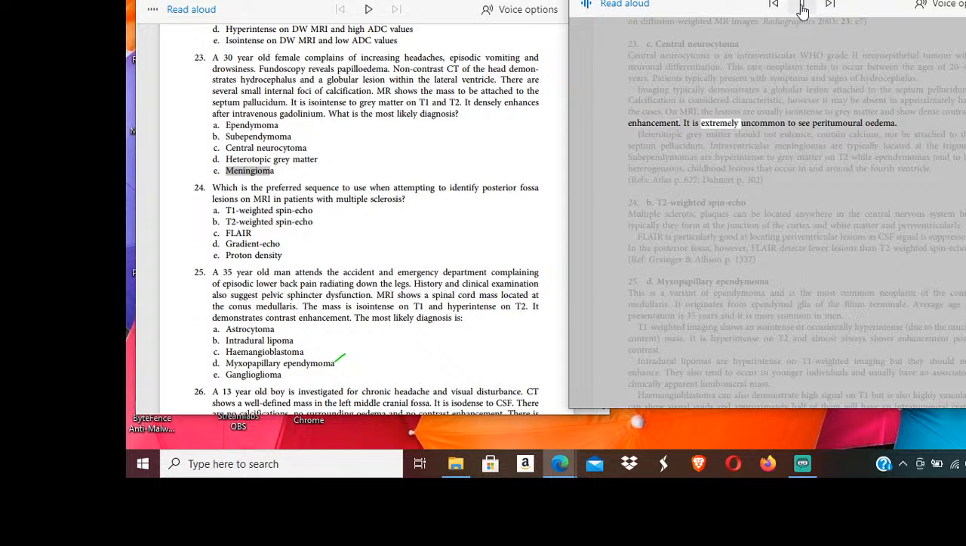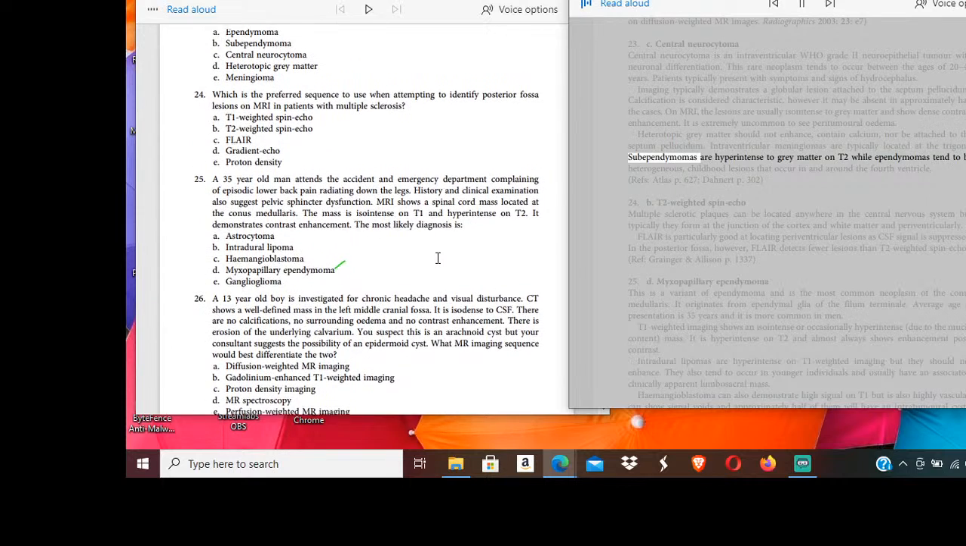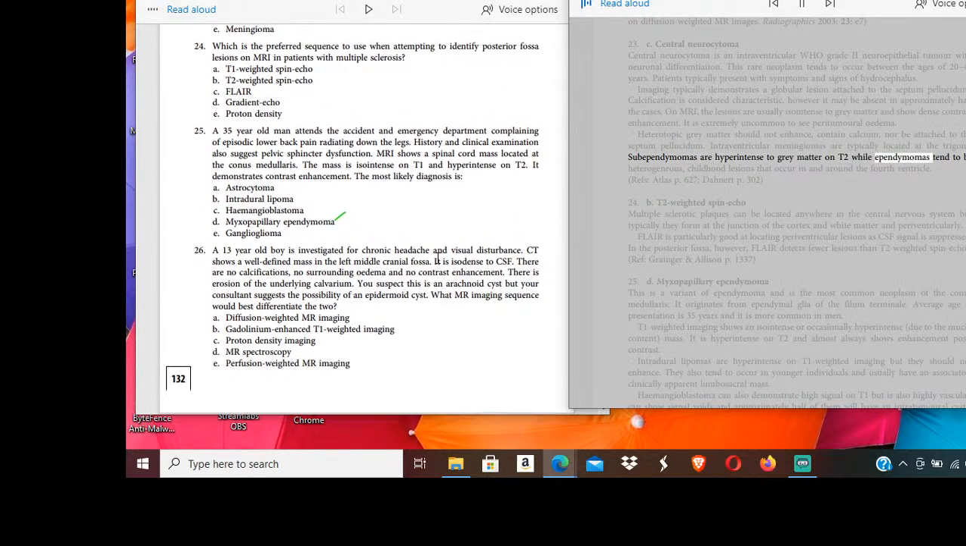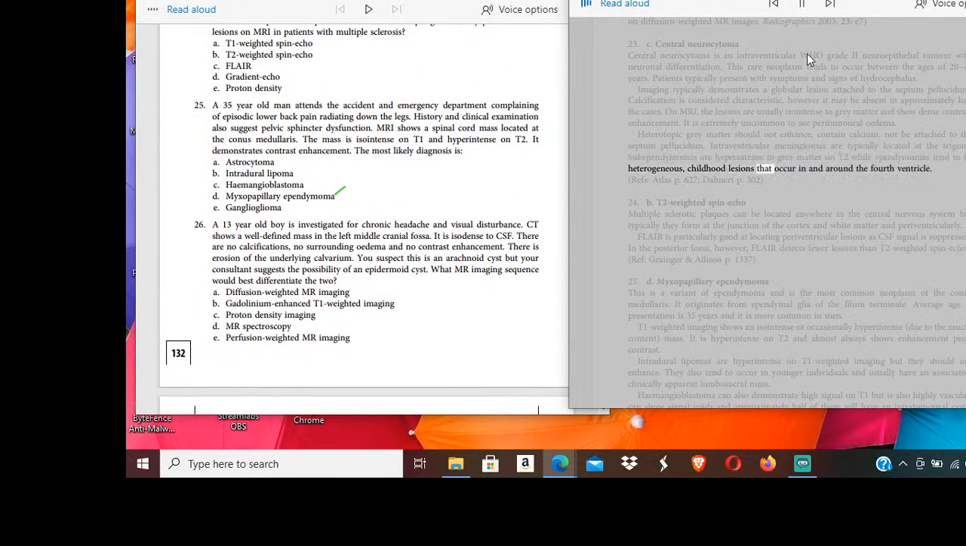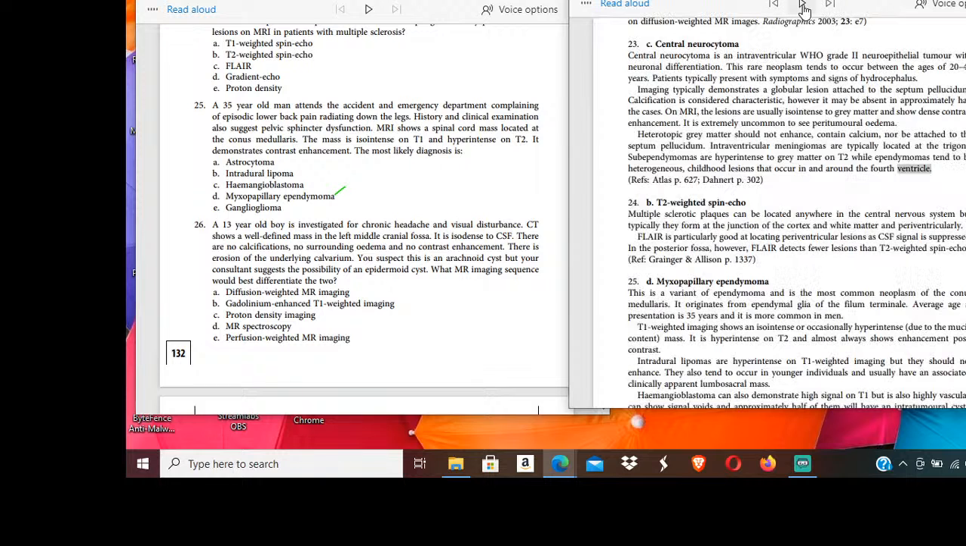Enhancement. It is extremely uncommon to see peritumoral edema. Heterotopic gray matter should not enhance, contain calcium, nor be attached to the septum pellucidum. Intraventricular meningiomas are typically located at the trigone. Subependymomas are hyperintense to gray matter on T2, while ependymomas tend to be heterogeneous, childhood lesions that occur in and around the fourth ventricle.